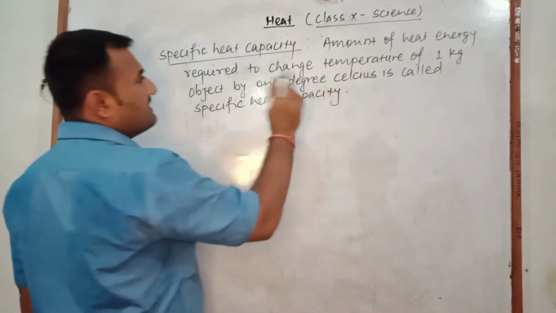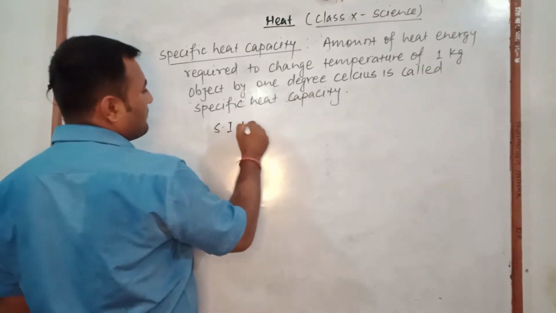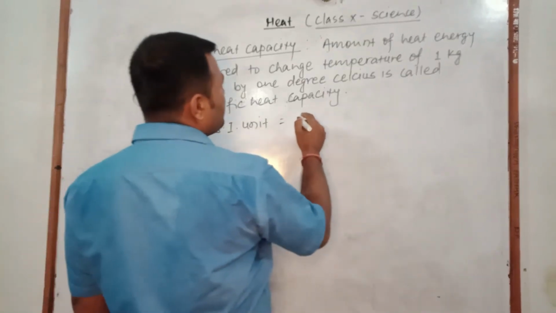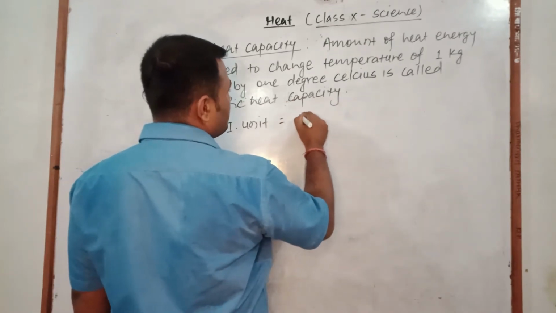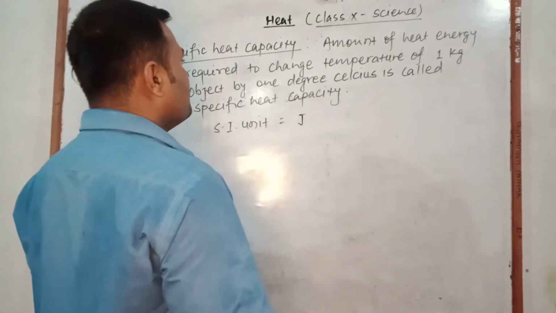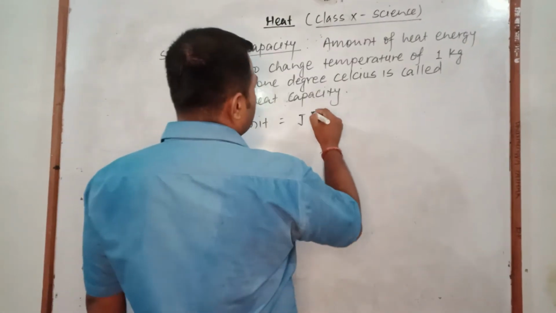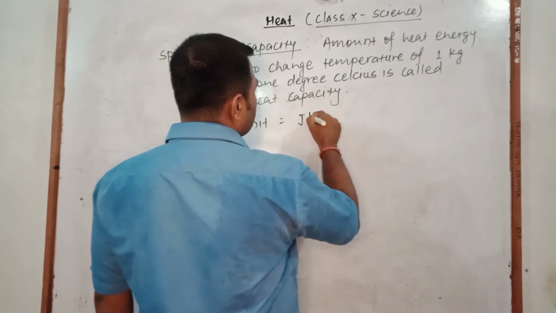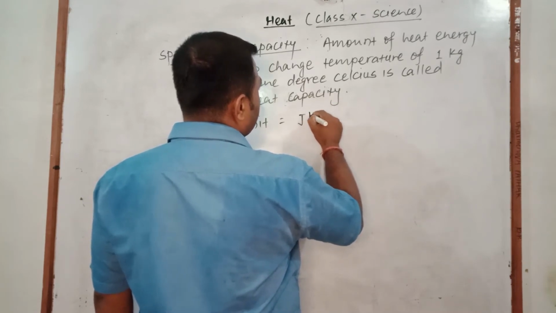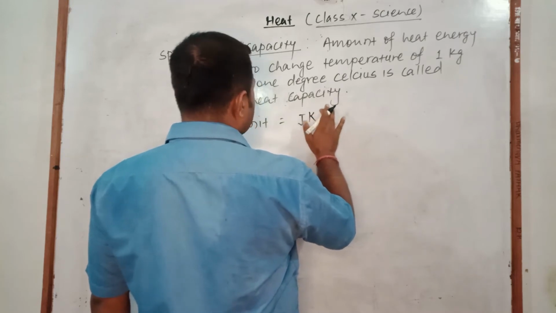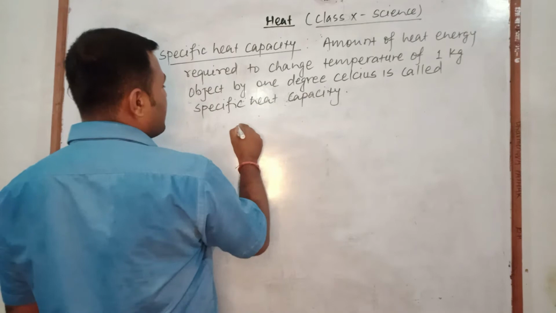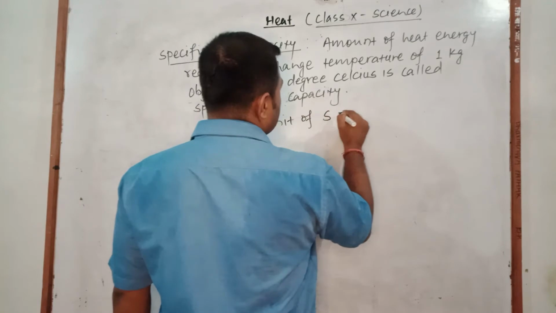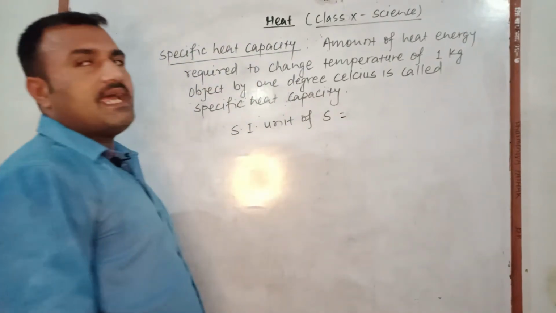And from the definition it is clear that specific heat capacity is the amount of heat energy needed to increase the temperature, and heat energy is measured in joule. Specific heat capacity is denoted by S.